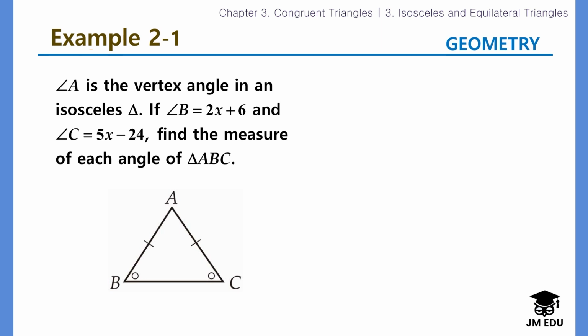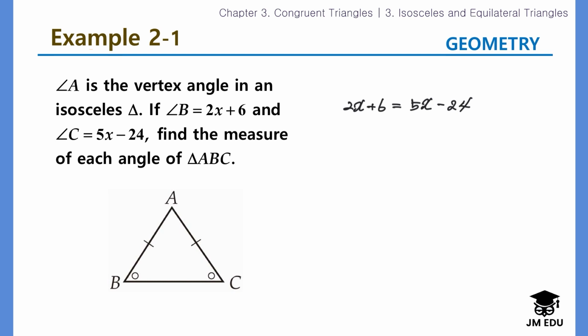So here we have triangle ABC with the vertex angle A right here. Then the other two angles in this isosceles triangle have to be base angles. They are congruent to each other, right? So these two angles, angle B and angle C, are equal to each other. So we can let 2x plus 6 is equal to 5x minus 24, right?